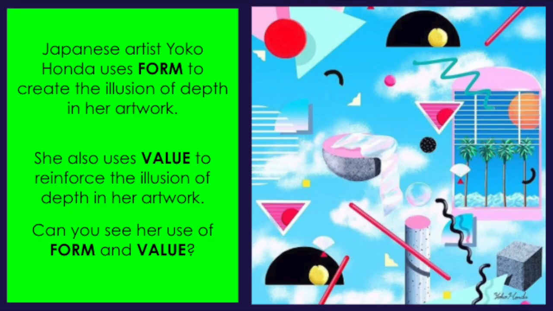Japanese artist Yoko Honda uses form to create the illusion of depth in her artwork. She also uses value to reinforce the illusion of depth in her artwork as well. Can you see her use of form and value in her picture here?